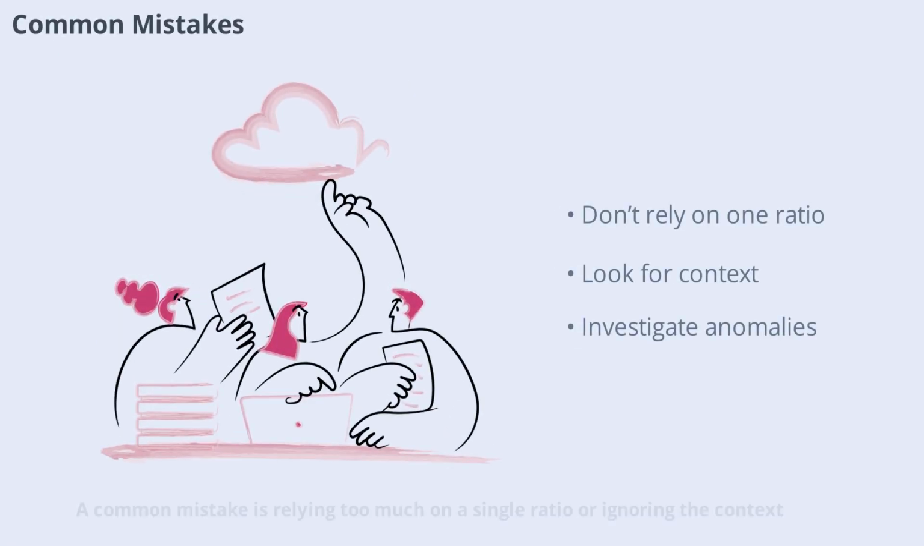A common mistake is relying too much on a single ratio or ignoring the context. Always use a combination of ratios and look at the bigger picture. Watch out for unusual spikes or drops and investigate further if something seems off. Good analysis is about asking the right questions.